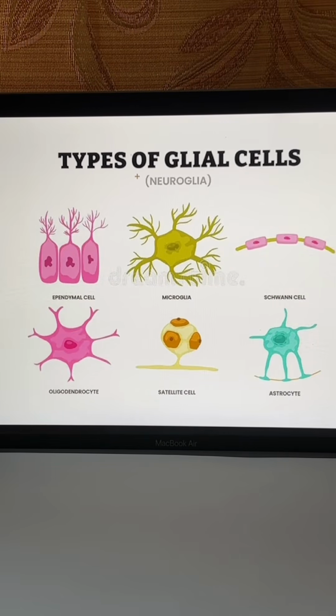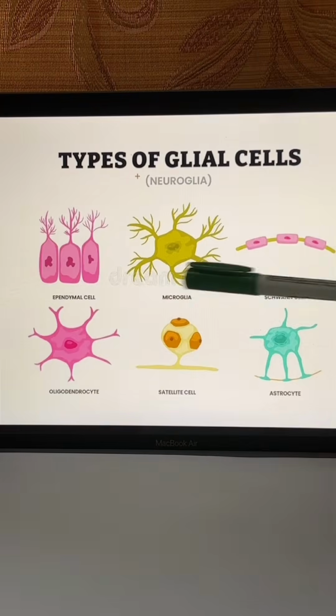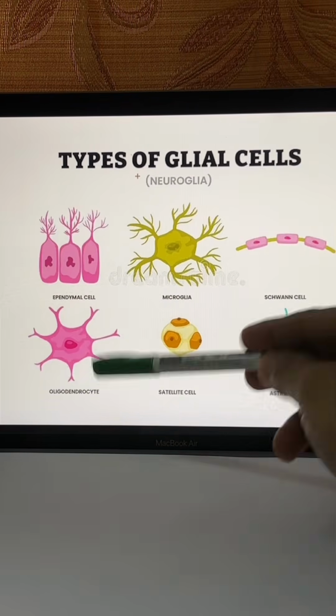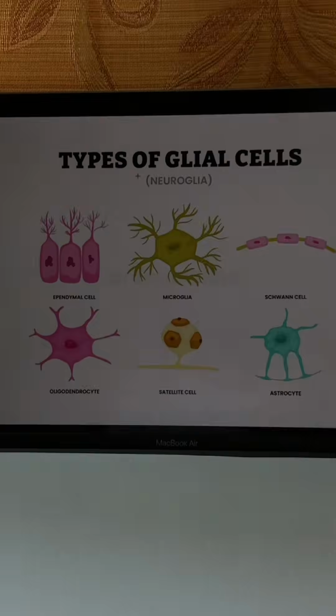So today we'll continue our neuroanatomy lecture, and today we'll talk about different types of glial cells. We know that we have ependymal cells, microglia, Schwann cells, oligodendrocytes, satellite cells, and astrocytes. We'll talk about the special features of all these different types of glial cells. So let's start our lecture on different types of glial cells.